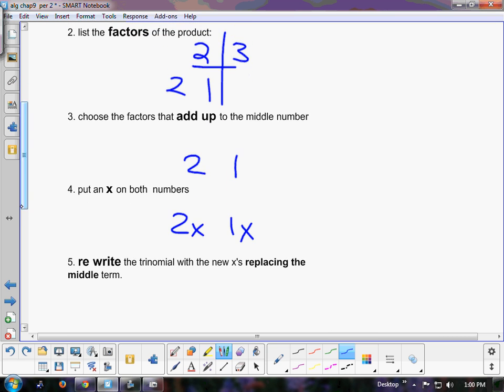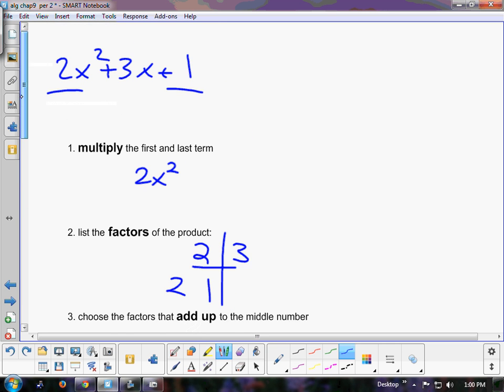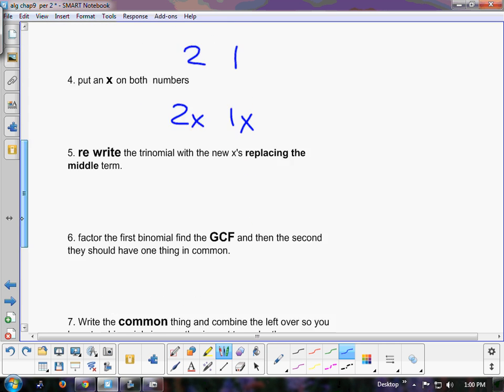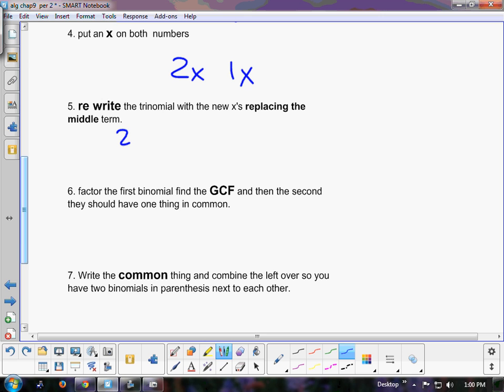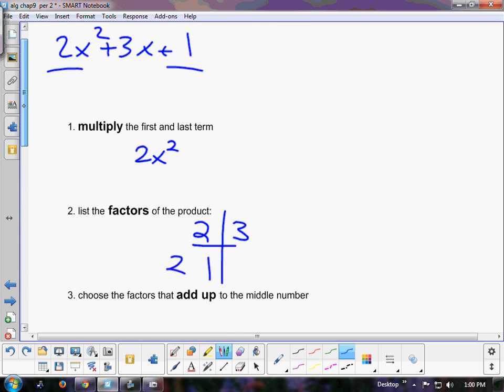We're going to rewrite the trinomial by replacing the middle term with the x's that we have. So instead of the original trinomial, which was 2x squared plus 3x plus 1, 2x squared plus, instead of 3x, I'm going to write 2x plus 1x plus 1.